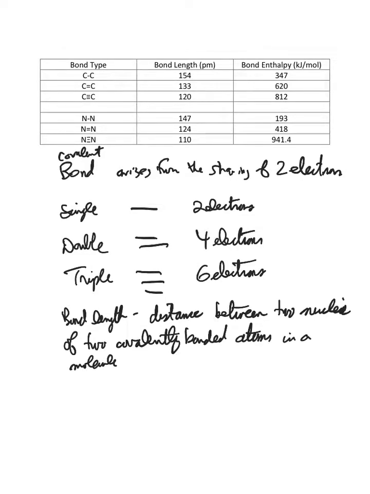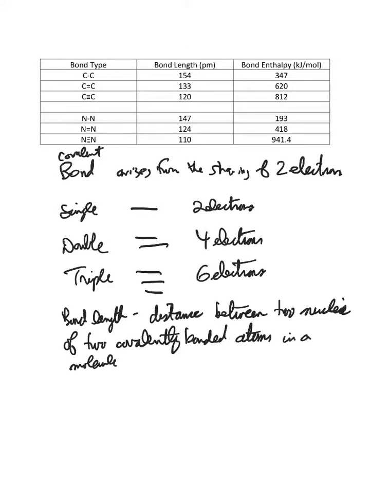And if we look at the table above, we can look at 3 types of carbon-carbon bonds and 3 types of nitrogen-nitrogen bonds. And we can see that as we go from a single bond to a double bond to a triple bond, that bond length decreases. The bonds get shorter as the bond order increases.